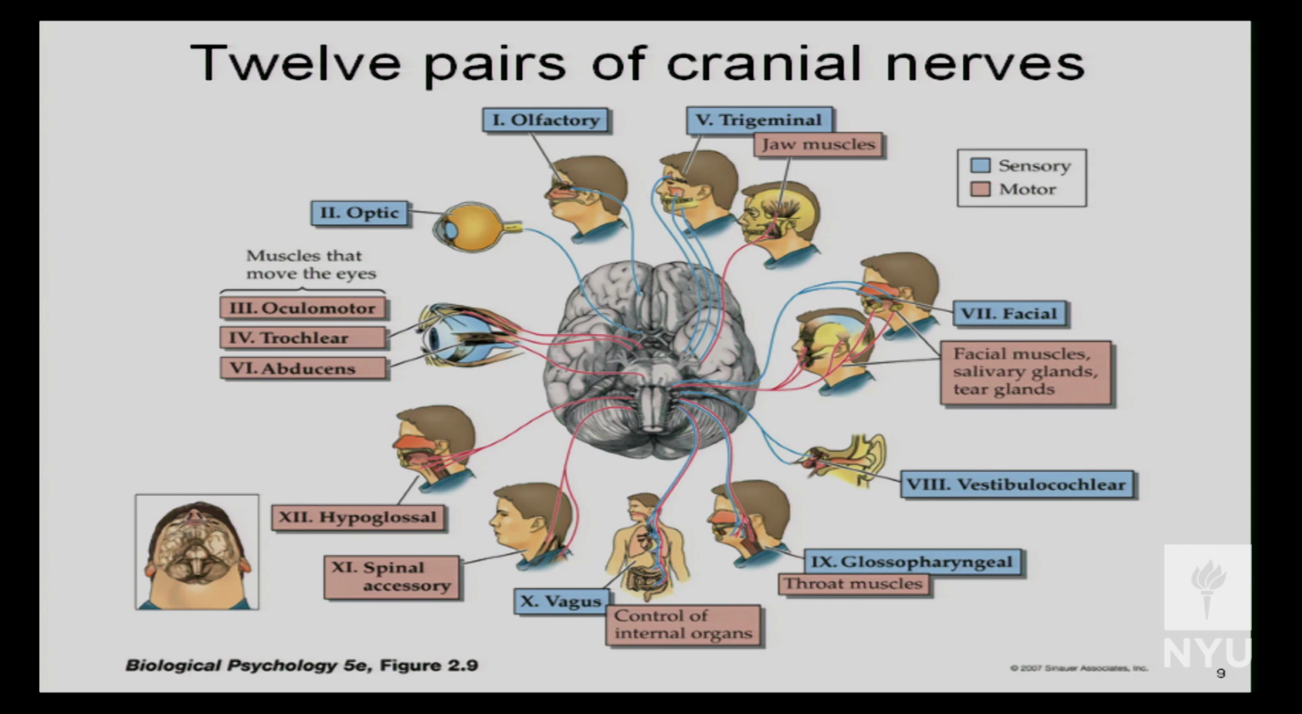Finally, nerve 12, hypoglossal. This is a nerve that's important for moving your tongue, okay? So along with the trigeminal with the jaw, this is very important for both eating as well as speaking. And hypoglossal damage that could happen with brainstem damage will impair your ability to speak.